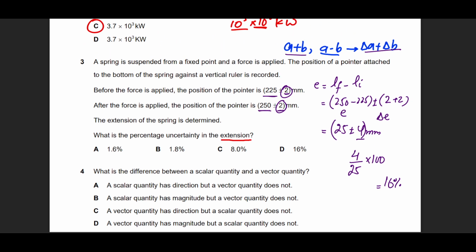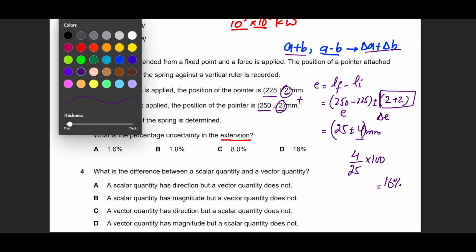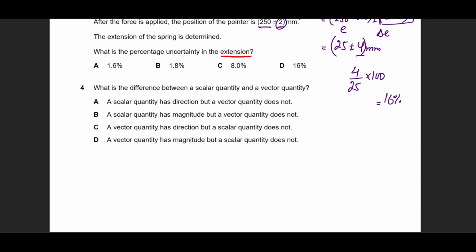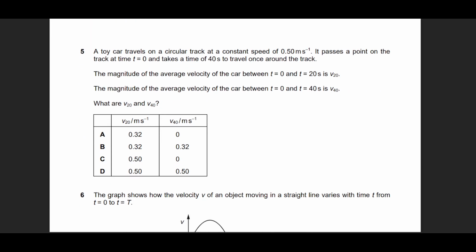Be advised that if this had to be found by an addition formula, then the uncertainty would still be added together. As I've explained earlier, it does not matter. Please keep that in mind. Okay, so what is the difference between scalar and vector? This is a very straightforward question. I'm not going to discuss this because you can see that very clearly over here.